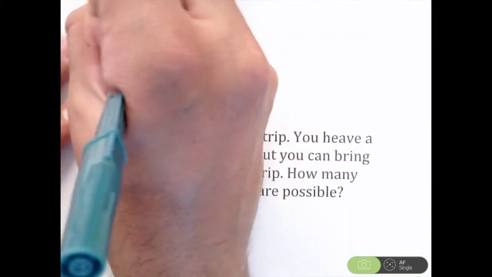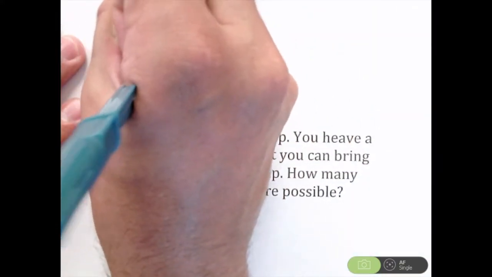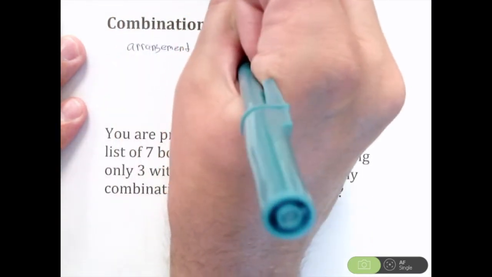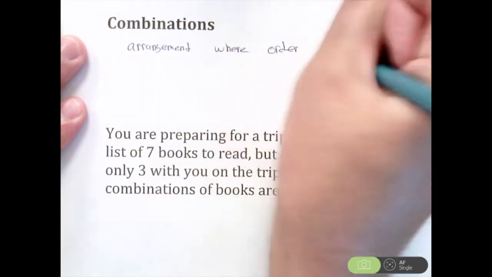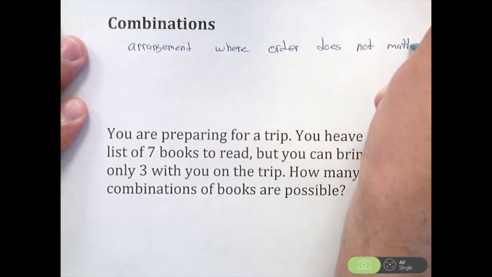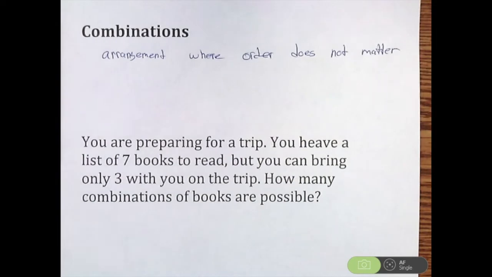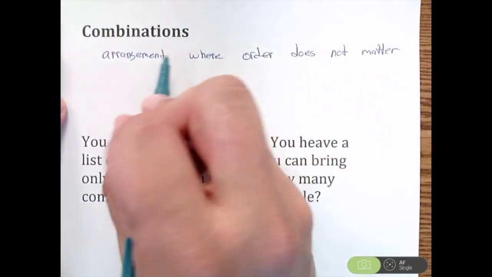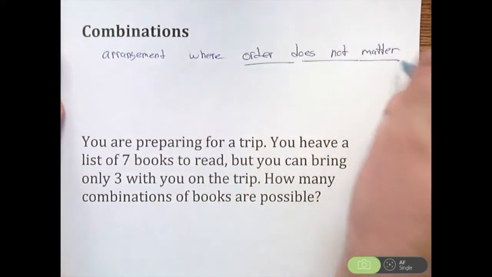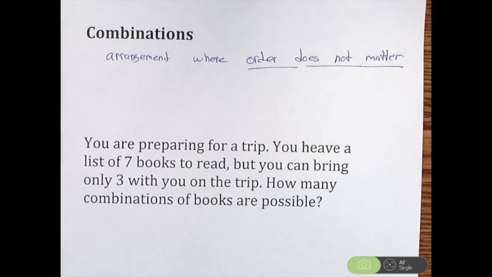So combinations is an arrangement where order does not matter. This differs from permutations, where order does matter. Combinations is the arrangement where the order does not matter. So that's the difference between the two. Permutations, order matters. Combinations, order does not matter.